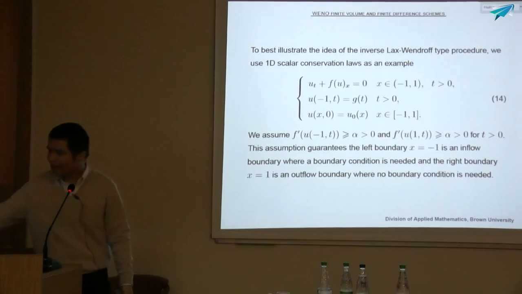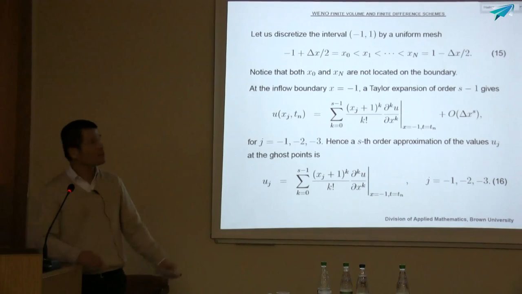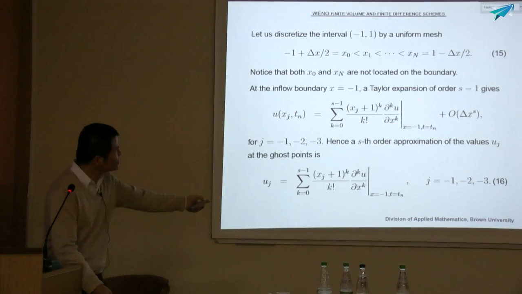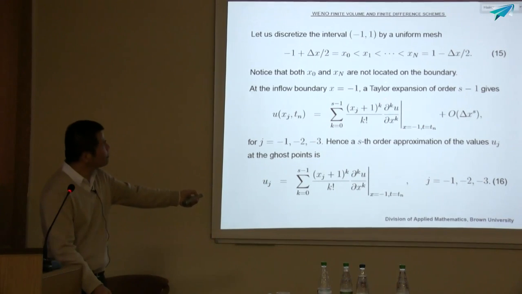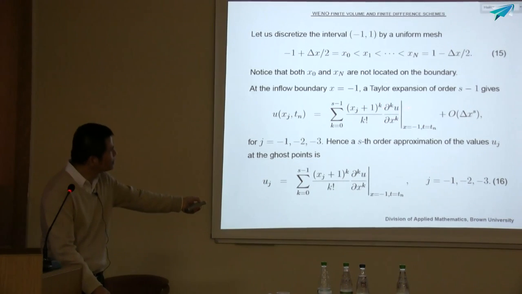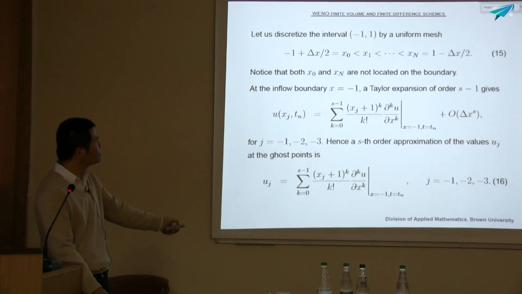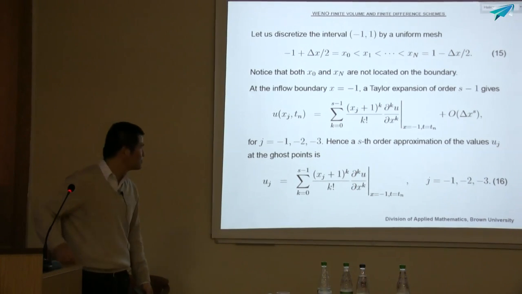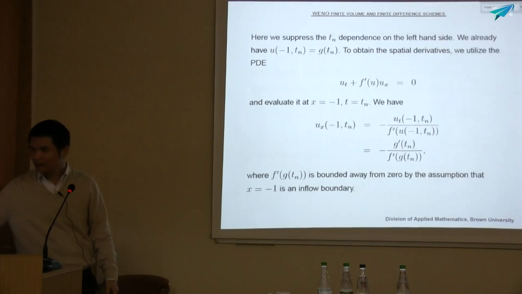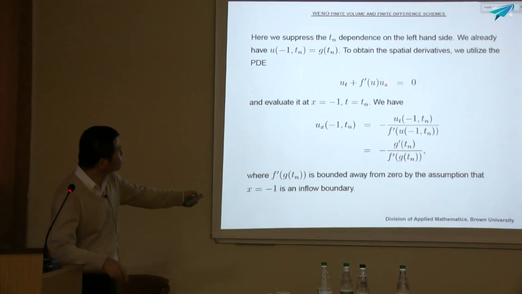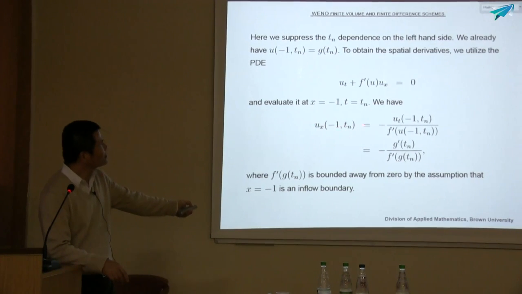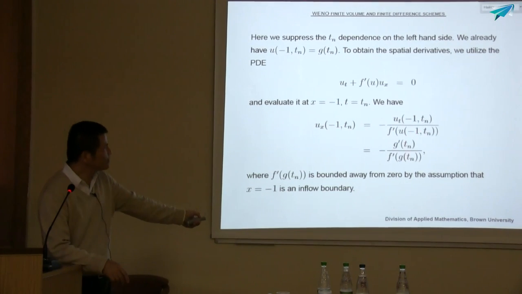What you do, just like my example before, you perform Taylor expansion. This is Taylor expansion in space. You get all these spatial derivatives. You replace these spatial derivatives by time derivatives. How do you replace that? For example, the first derivative, spatial derivative, is equal to that, which is equal to this.